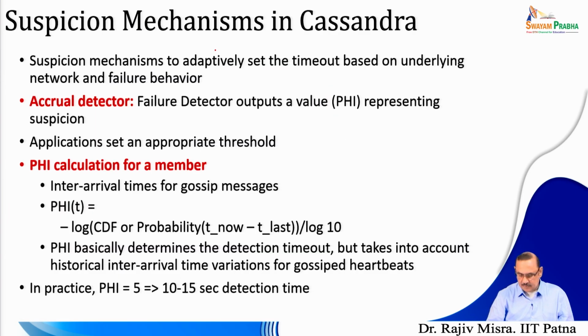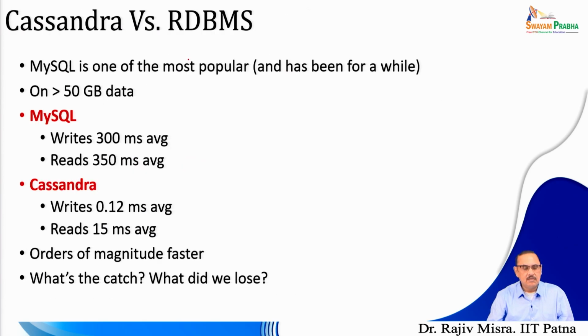Now, there is a suspicion mechanism in Cassandra. The suspicion mechanism adaptively sets the timeout based on the underlying network and the failure behavior. So, these mechanisms allow the failure detection in Cassandra.